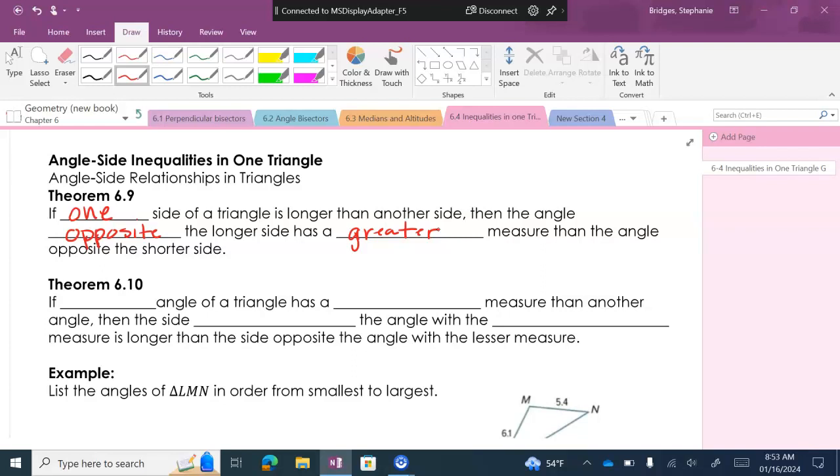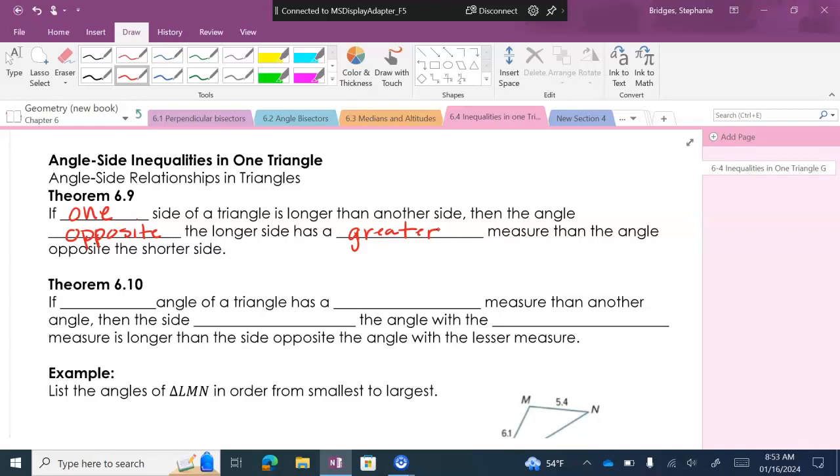If I'm comparing angle B to angle A, okay, angle B to angle A, here's B. The side across from B is how much? 9. And then here's angle A. What's the length of the side across from angle A? 7. What's bigger, 9 or 7? 9. So what that means is B is going to be greater than A because it is across from a larger side.